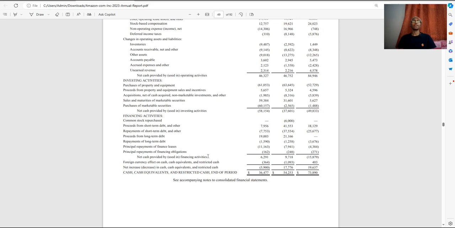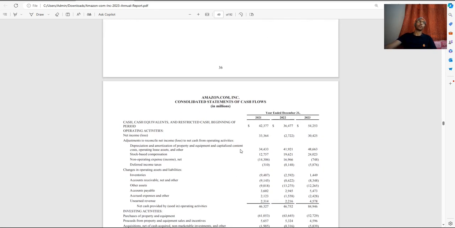Unearned revenue, that means you have received the cash, whether you have recognized it in the income statement or not, that is a secondary point, but you have received the cash. Similarly, accrued expenses and other, these are also added back. And after all these adjustments, you arrive at net cash provided by operating activities. This is basically the CFO. So this is the indirect method in demonstration.